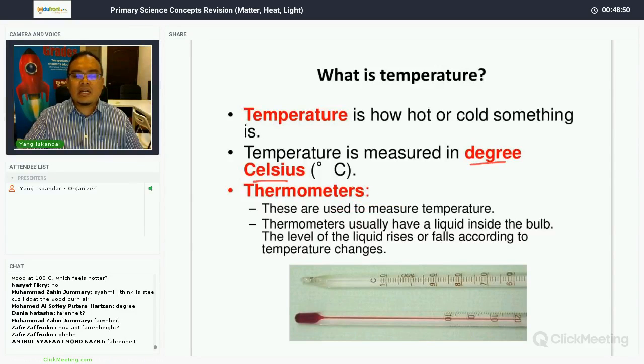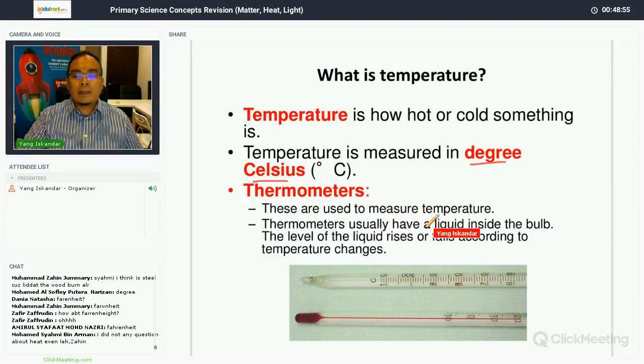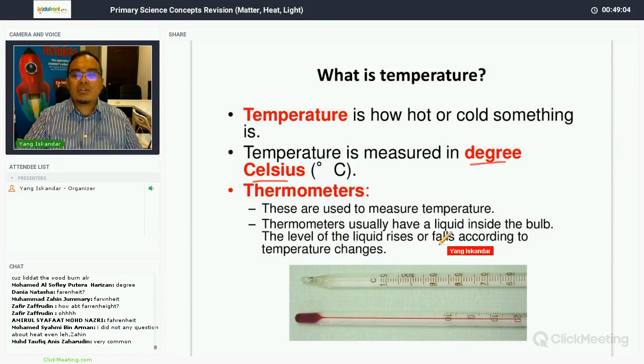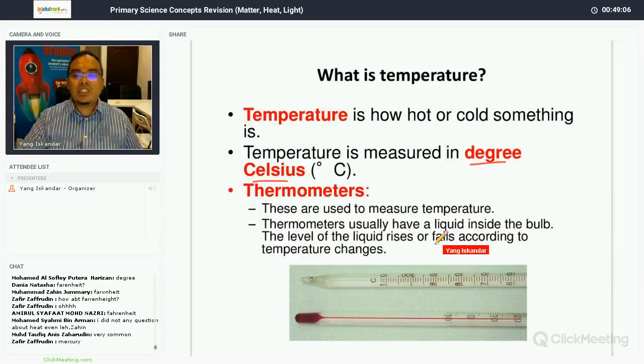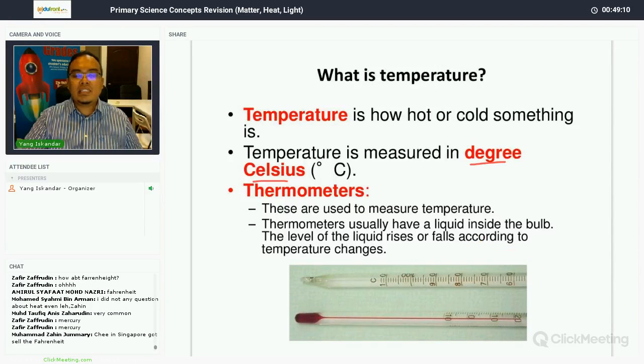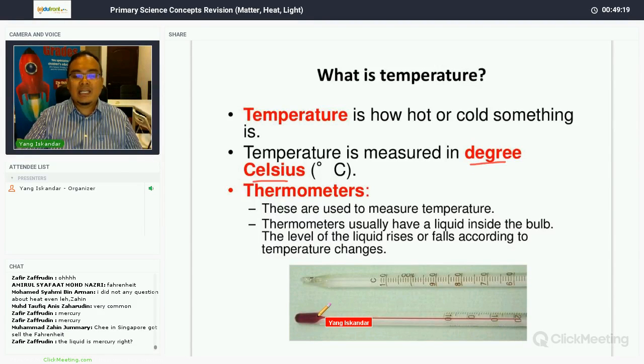So a thermometer is a common tool to measure temperature. Now, this is a laboratory thermometer. You have a liquid inside the bulb, so the level of liquid rises or falls according to the temperature changes. When the temperature increases, the liquid will rise. Likewise, when the temperature decreases, the liquid will fall. And this liquid is usually either alcohol or mercury, either an alcohol thermometer or a mercury thermometer.